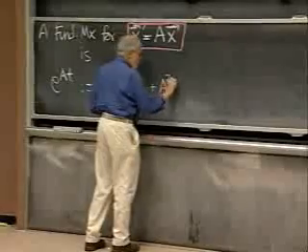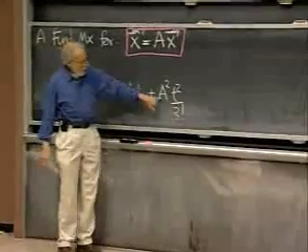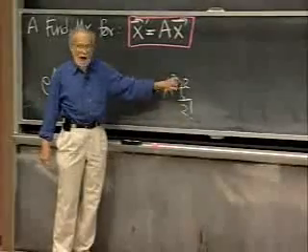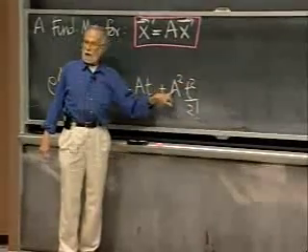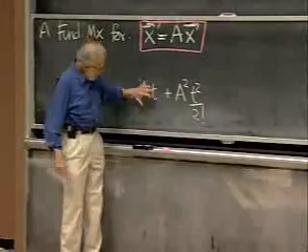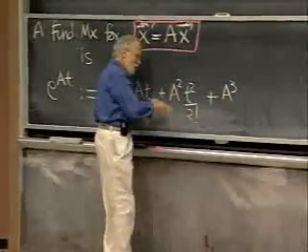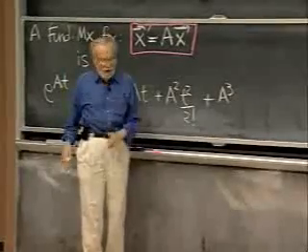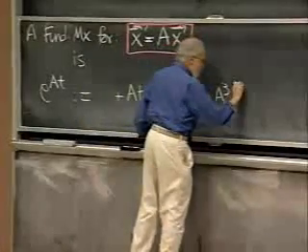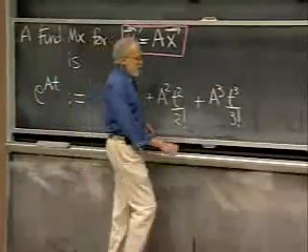Well, A squared times t squared over 2 factorial. What kind of a guy is that? Well, if A is a 2 by 2 matrix, so is A squared. This is just a scalar which multiplies every entry of A squared, and therefore this is still a 2 by 2 matrix. No matter how many times you multiply A by itself, it stays a 2 by 2 matrix. It gets more and more complicated looking, but it's always a 2 by 2 matrix. And now I'm multiplying every entry of that by the scalar t cubed over 3 factorial, and continuing on in that way.